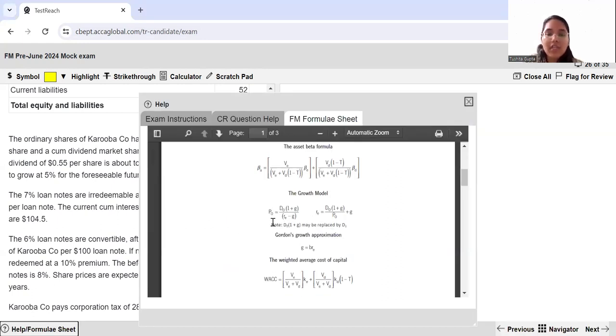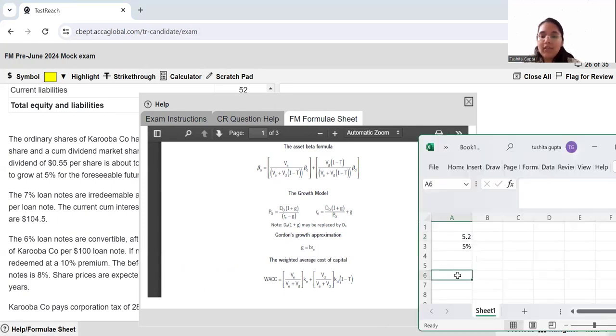Using the formula sheet, you have all of the formulae given to you over here. We are currently trying to work out the cost of equity. So cost of equity is nothing but your D0, so dividend is 0.55. Let us do it with brackets. So 0.55 multiplied by 1 plus the growth rate, which is 5%, so 1.05. You divide this by your price, and the price, which is ex-dividend, we have calculated to be 5.2. So this is your first part.